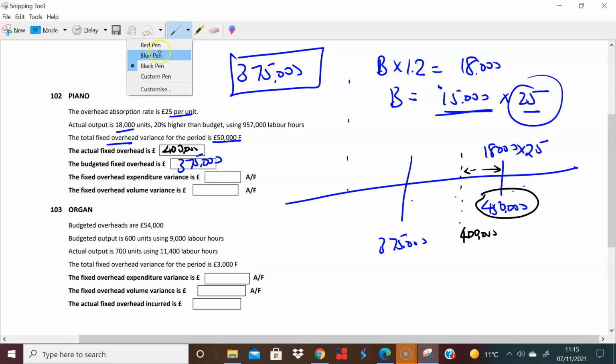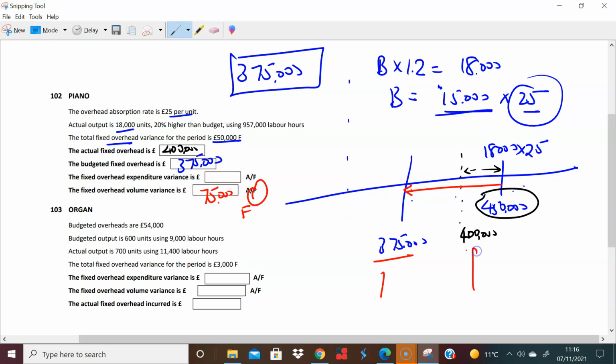I'm going to change my pen color. I'm telling you that your first task is to go back to the budget. So taking that down from 450 to 375 is a £75,000 favorable adjustment, isn't it? Now that we're here, we're asking the question: this was the budget and this is the actual cost of 450. We are 25,000 adverse. We spent 25,000 more than budget because we should never have tampered with things in the first place.